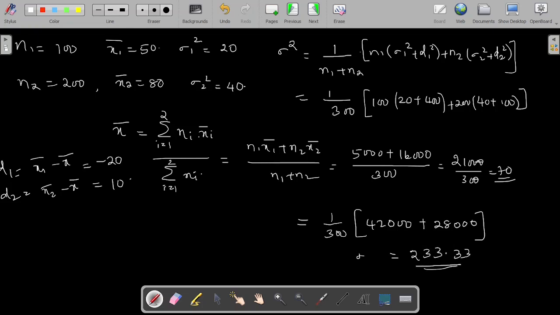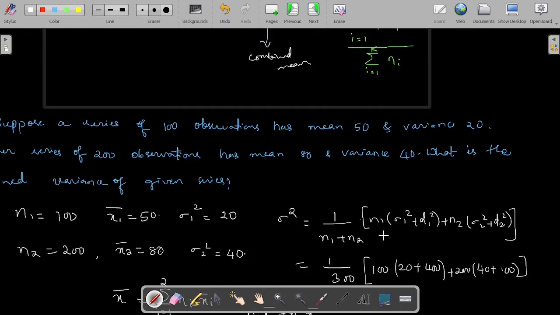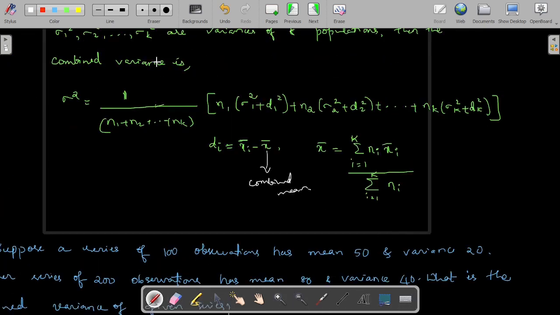So this is sigma square, the variance of the combined series. This is how we calculate the variance of combined series. When there is more than one series given, this is the formula to calculate the variance of the combined series. To get it, we first need the combined mean, then the deviation of each mean from the combined mean, then substitute in this formula.